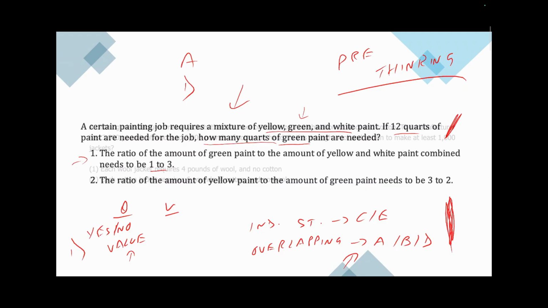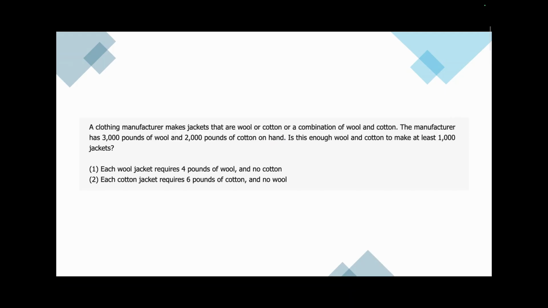If I show you another one, once again, I'm reading them fast because my focus is not on doing the question. In fact, I won't even bother doing this one. But my focus is on showing you how to categorize and how that takes randomness out of the picture. So a clothing manufacturer makes jackets that are wool or cotton or a combination of wool and cotton. The manufacturer has 3,000 pounds of wool, 2,000 pounds of cotton. Is this enough wool and cotton to make at least 1,000 jackets? This is your yes-no question.